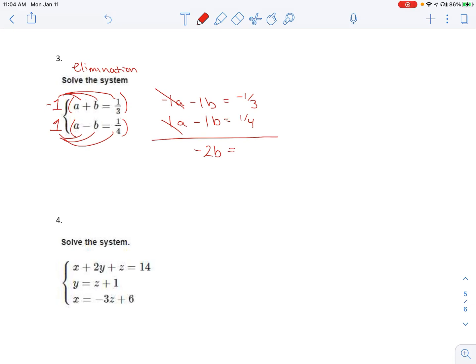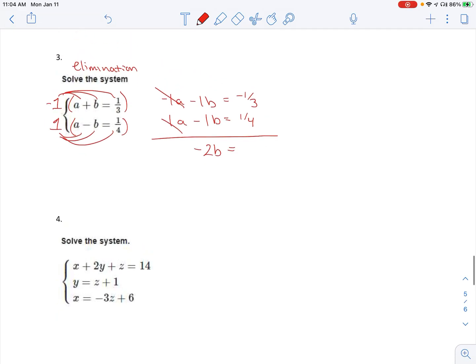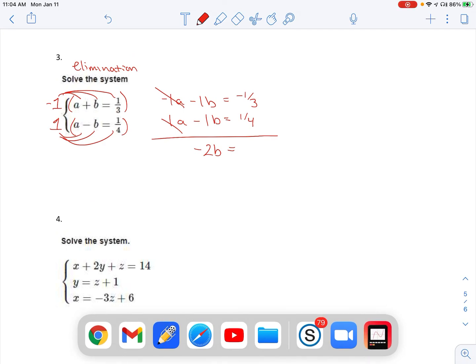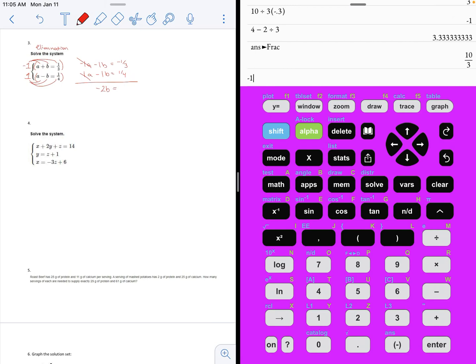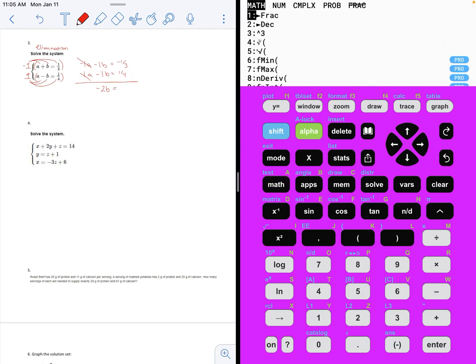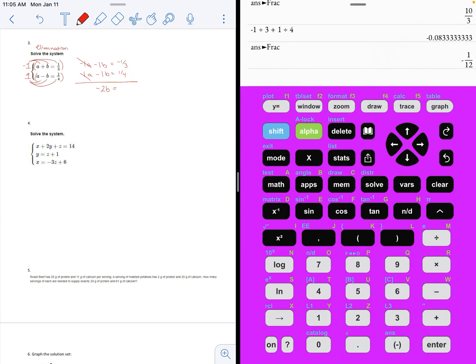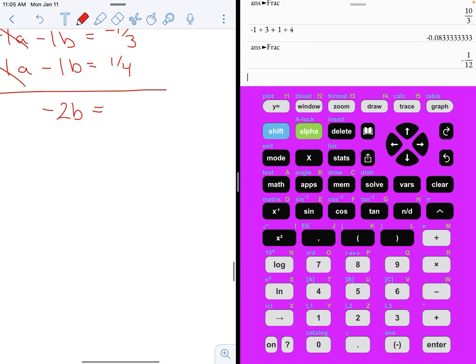And some people think those b's probably would cancel. Let me screen share my calculator so I don't have to keep going back and forth. Negative 1/3 plus 1/4, so negative 1/12. And then I have to take negative 1/12 and divide by negative 2.